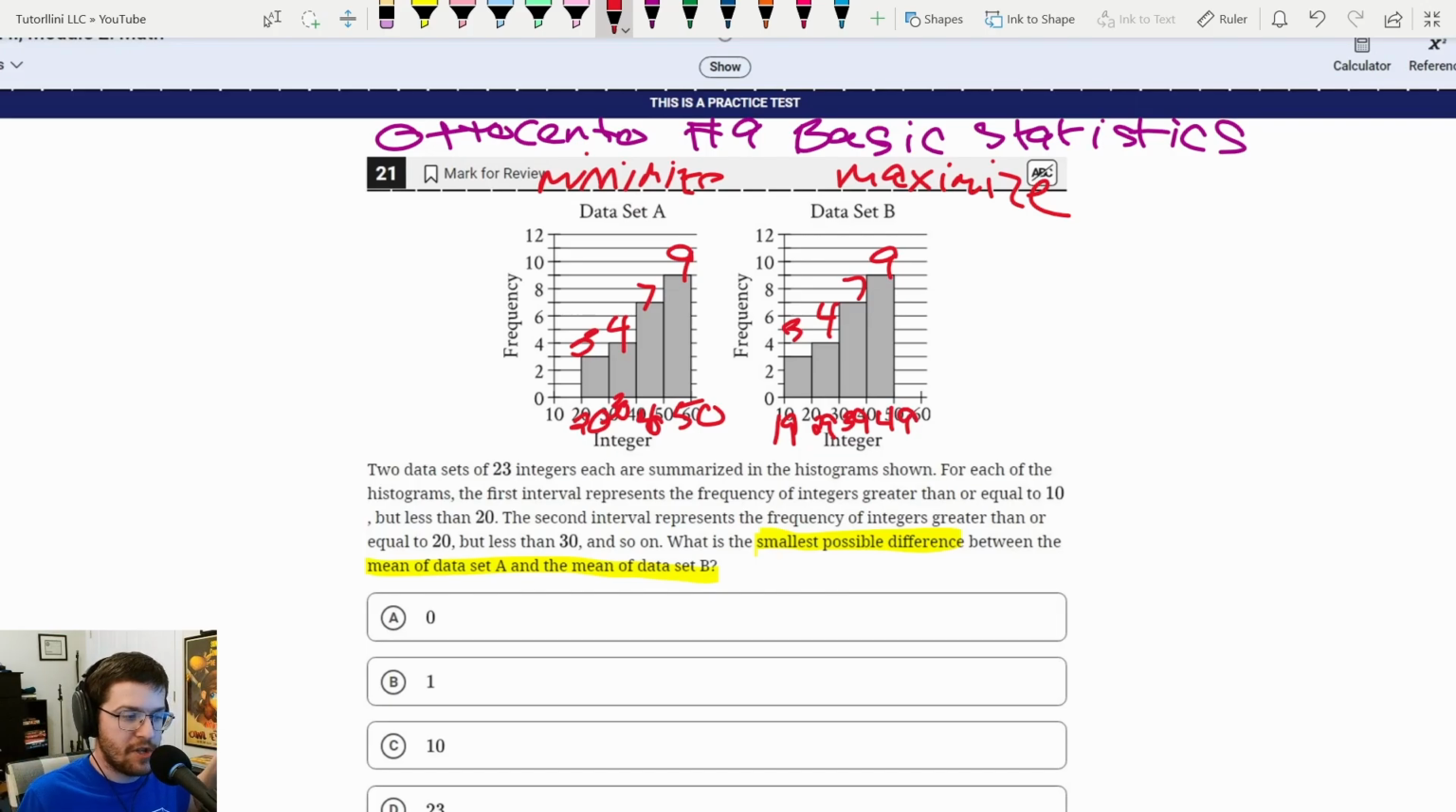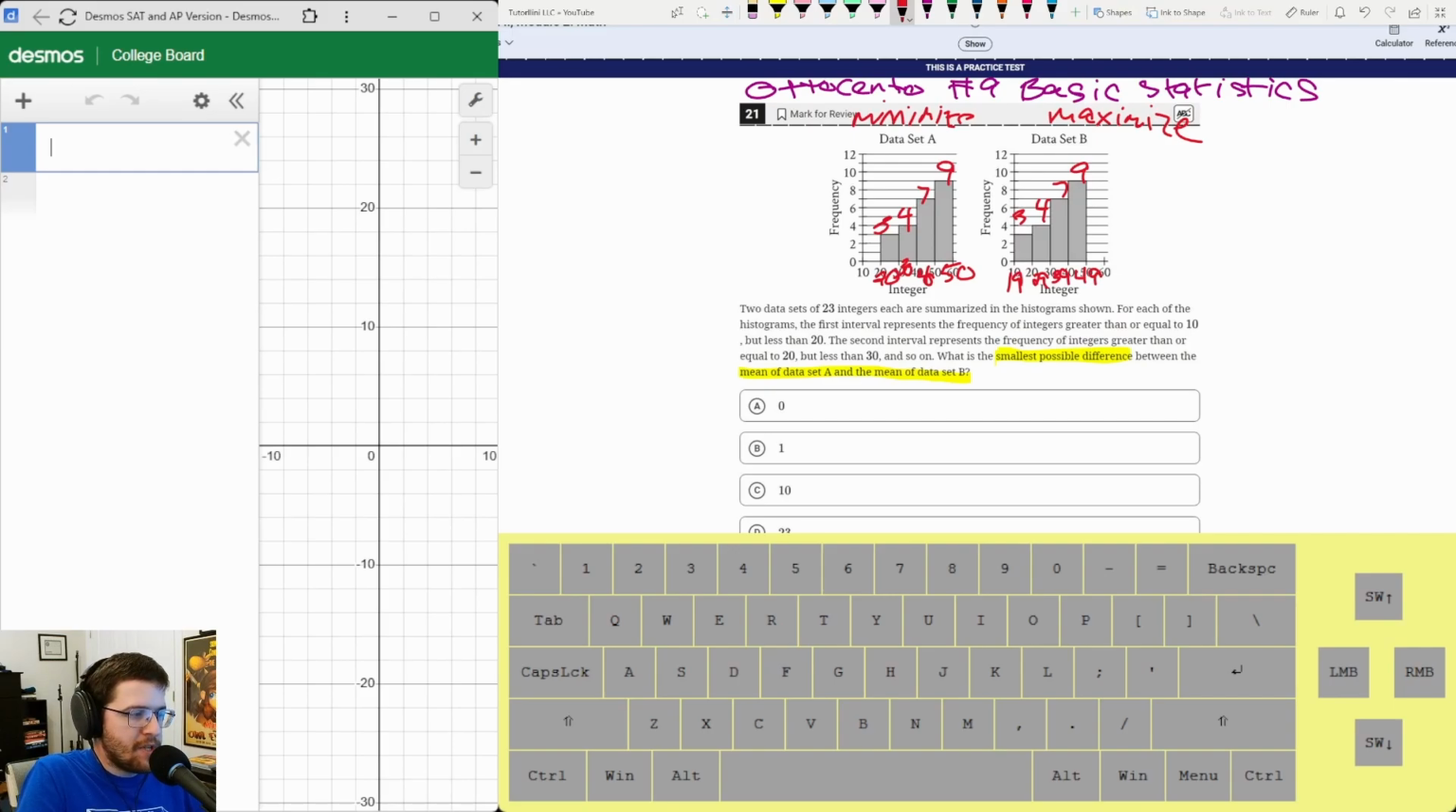Now we're going to go to Desmos and just compute the mean, just like I go over in that video and in my shorts. Okay, guys, so you might have missed this. I don't need to compute the sample size for either of them. It says that there are 23 integers. So I'm going to do lowercase a equals a fraction, with 23 on the bottom.